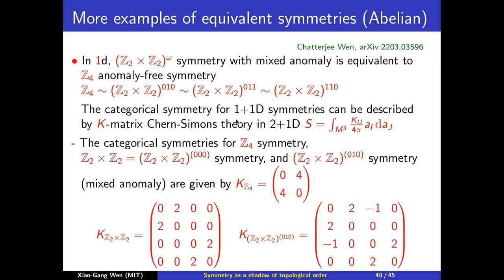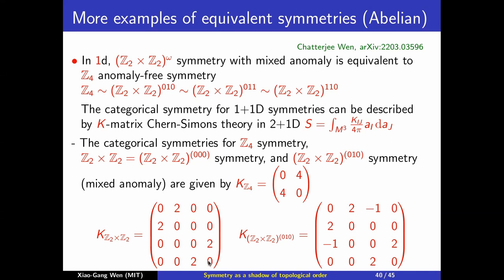A simple way to understand this is the following. Those are abelian groups. So therefore the categorical symmetry is an abelian topological order. And we can use the K matrix Chern-Simons theory, the abelian Chern-Simons theory, to describe all the abelian topological orders. It turns out that for Z4 symmetry, the topological order in the bulk, this categorical symmetry, is given by this kind of K matrix, 0, 4, 4, 0, a 2 by 2 K matrix. And for the Z2 cross Z2, we have a 2 by 2 matrix 0, 2, 2, 0, that's the first Z2. 0, 2, 2, 0, that's the second Z2.